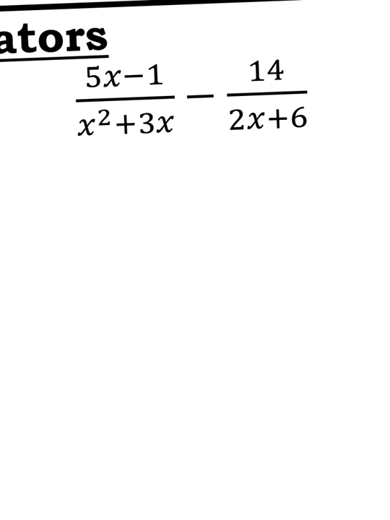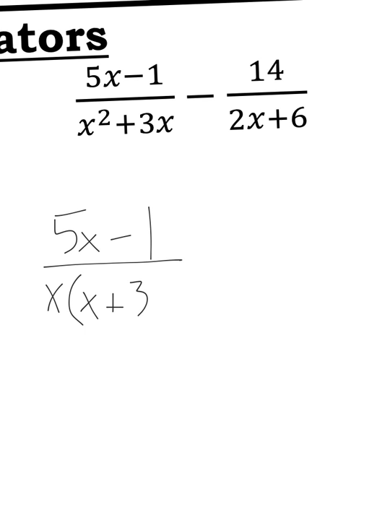So I'll do one more example. I have 5x minus 1 divided by x squared plus 3x. So what do they have in common? They both have an x in common. So we can factor out that x. So I have 5x minus 1 over x times, and then divide both terms by x. X squared divided by x is x. 3x divided by x is 3.